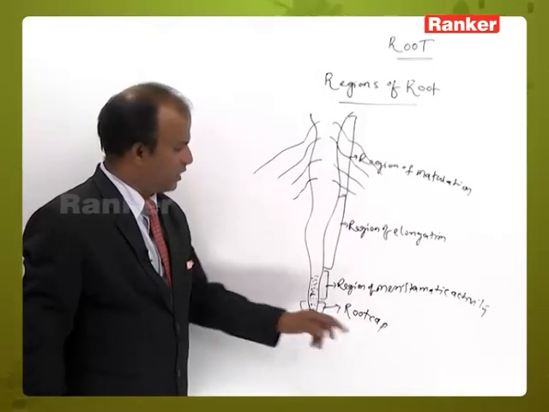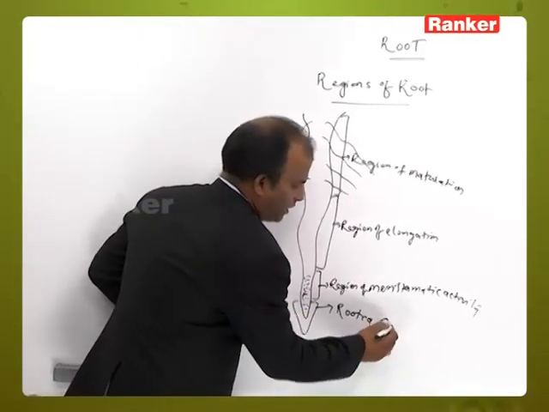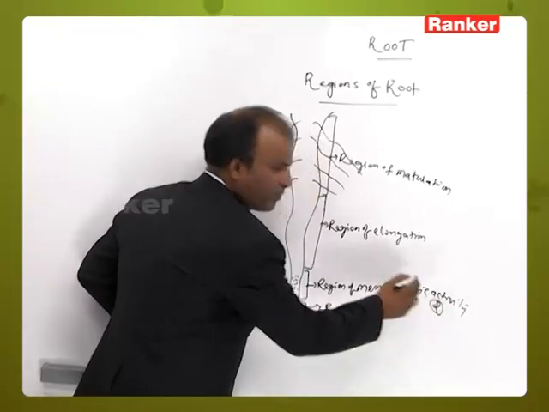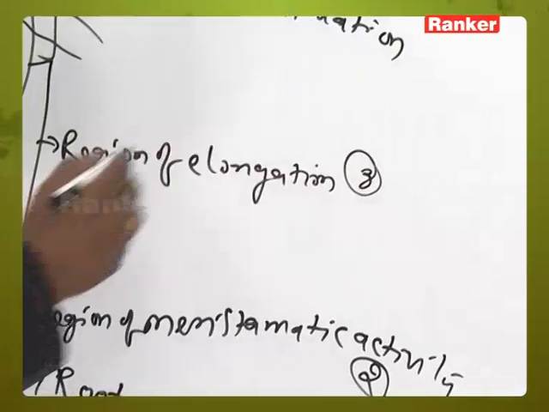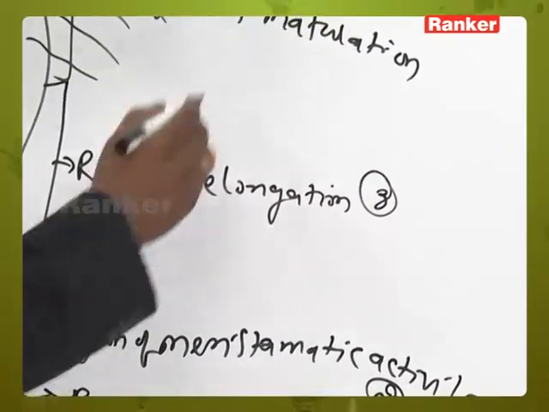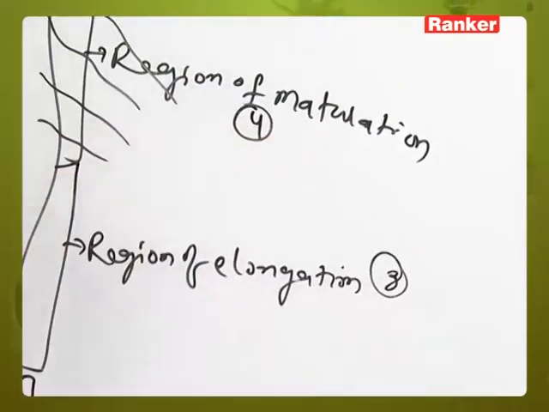One, it is nothing but root cap. And second one, it is nothing but region of meristematic activity. Third one, it is nothing but region of elongation. And the fourth one, that is nothing but a region of maturation.